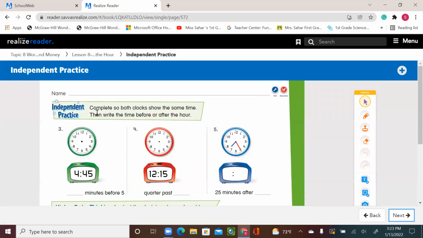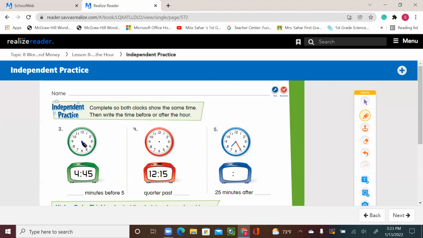All right, let's do number 3 together. Complete. So both clocks show the same time, then write the time before or after the hour. All right. So we have it here, 4:45. Now I need to draw the hands for the minute and the hours. So 4:45, that means it's past the 4, but it's not 5 yet. So it's between 4 and 5.